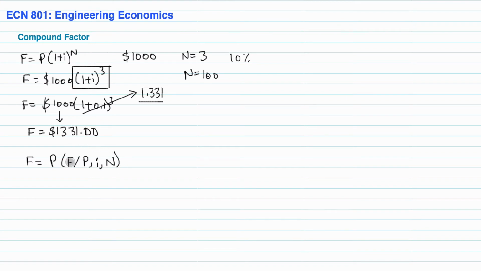So we have to define what it is that we are trying to find. We are trying to find the future worth given the present worth. And we are also given the interest rate and also for how many periods. In this case, it's $1,000. We are trying to find F given P at 10% for 3 periods. So in this case, it would be times the factor, which we found to be 1.331. And that's our future worth.